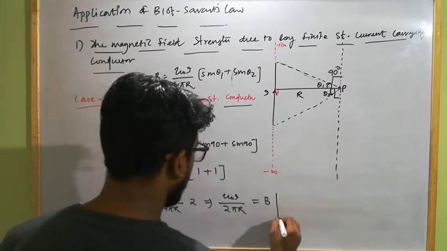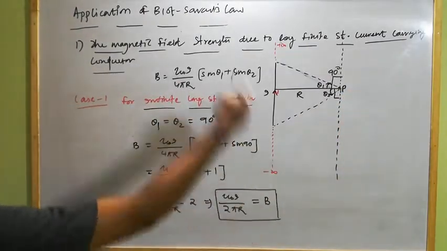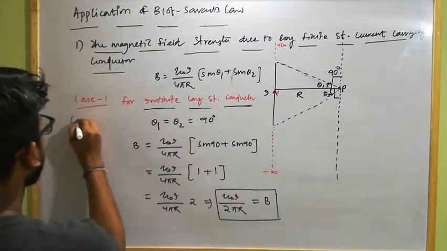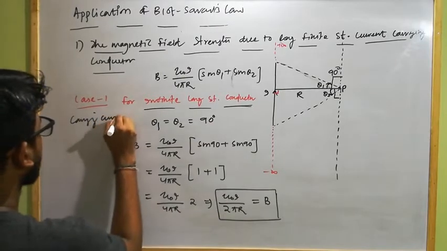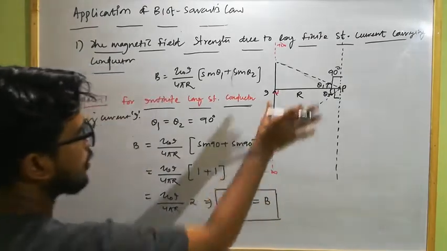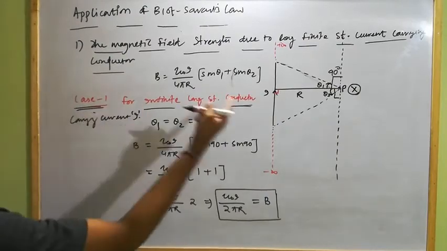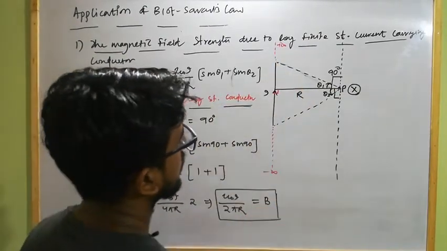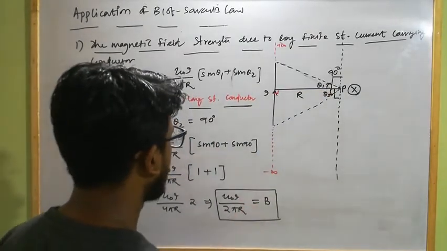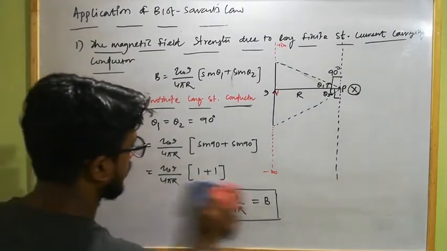equal to B. This is the expression for what? Magnetic field at this point P due to an infinite long straight conductor carrying current I at a distance r from it, and the direction will be like this again, inward. Clear? So this is case 1. For an infinite long current carrying conductor carrying current I, the magnetic field strength at a perpendicular distance r from it is mu naught I by 2 pi r. Similarly, case 2. Okay, you have to remember this formula.